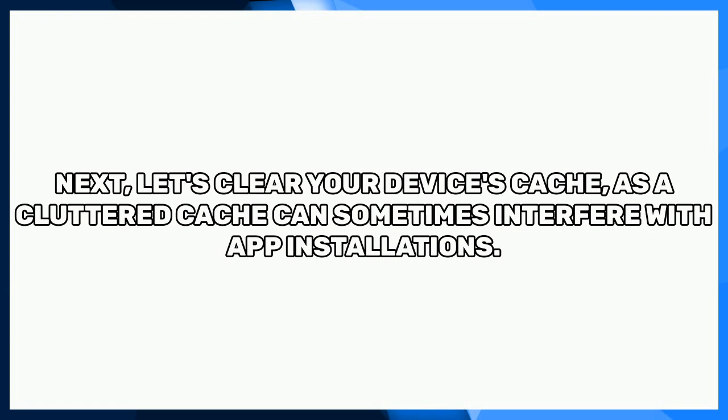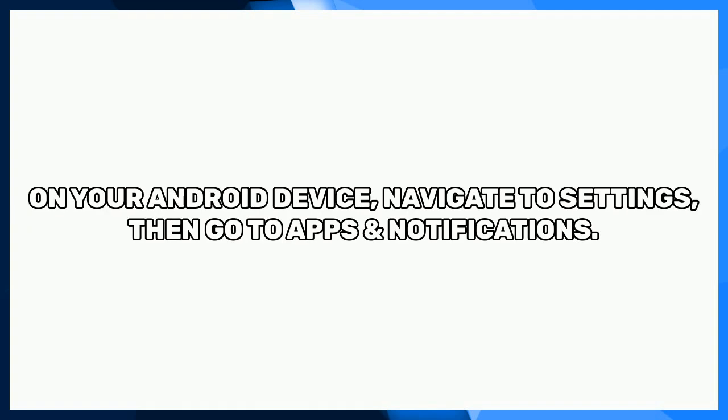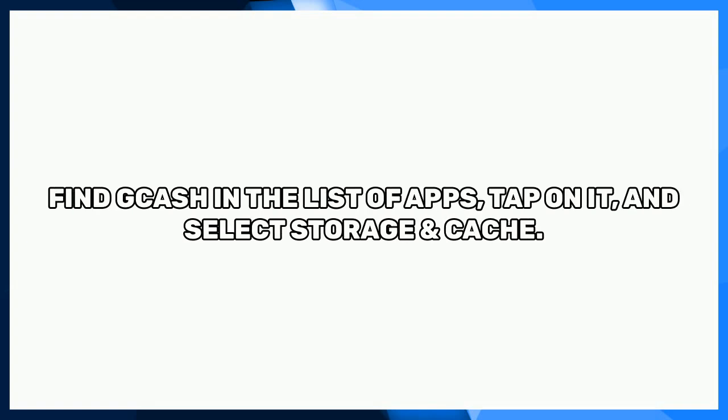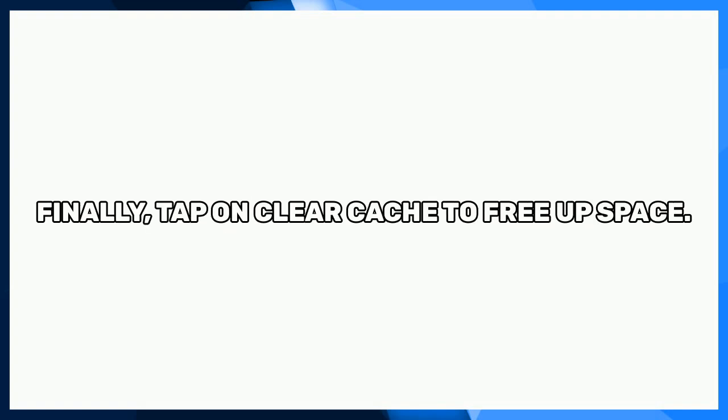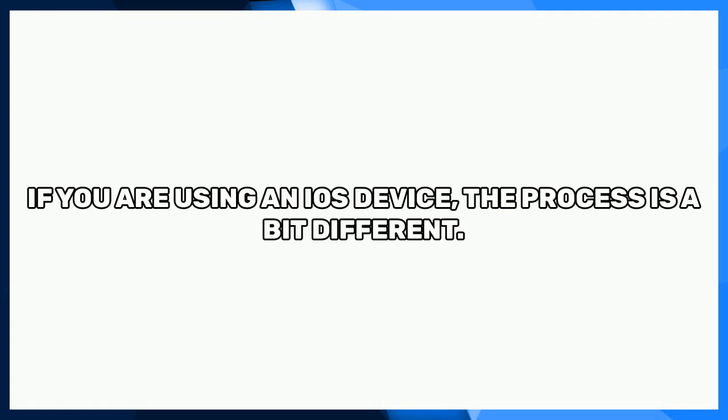Next, let's clear your device's cache, as a cluttered cache can sometimes interfere with app installations. On your Android device, navigate to Settings, then go to Apps and Notifications. Find Gcash in the list of apps, tap on it and select Storage and Cache. Finally, tap on Clear Cache to free up space.